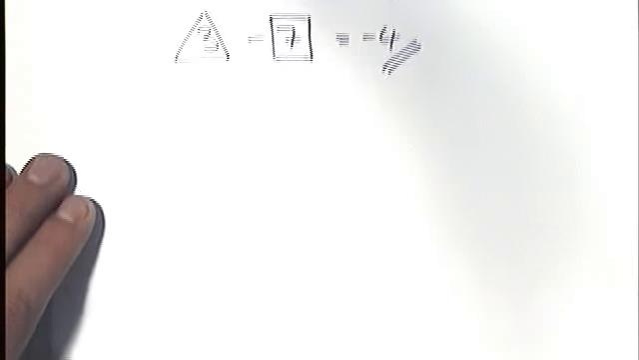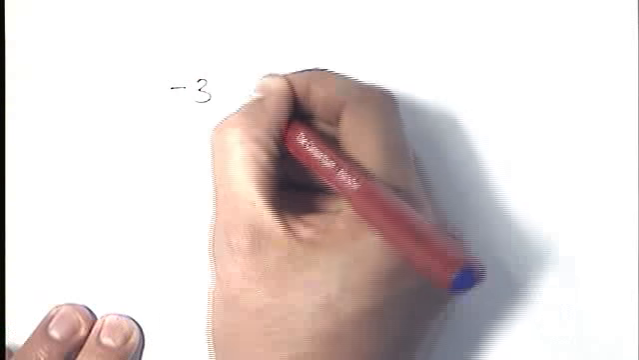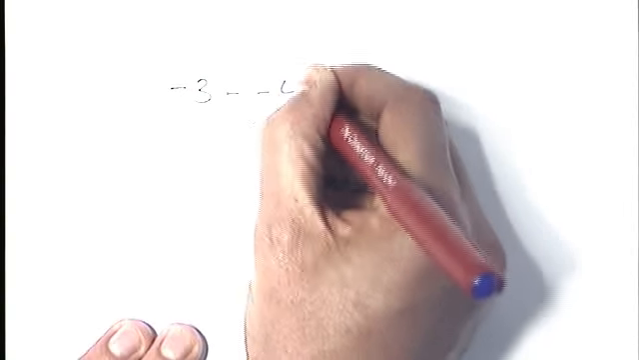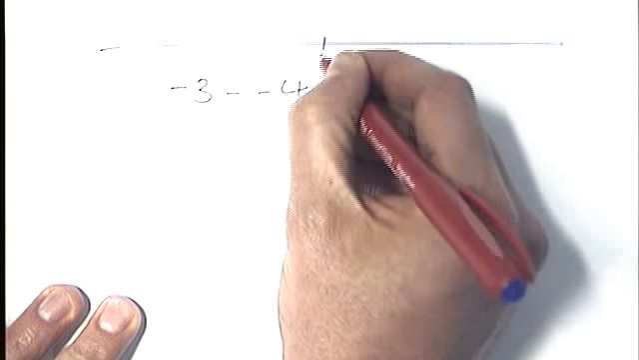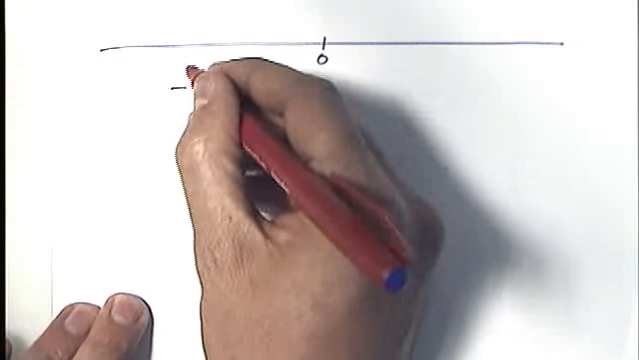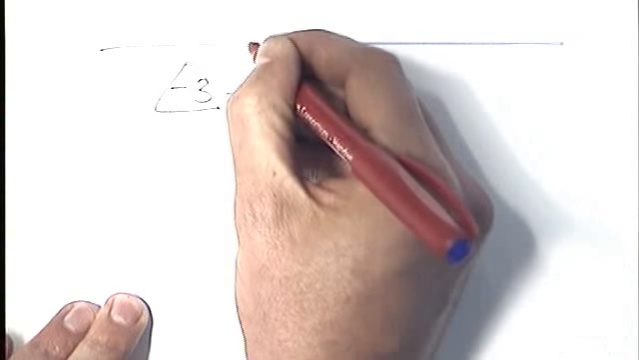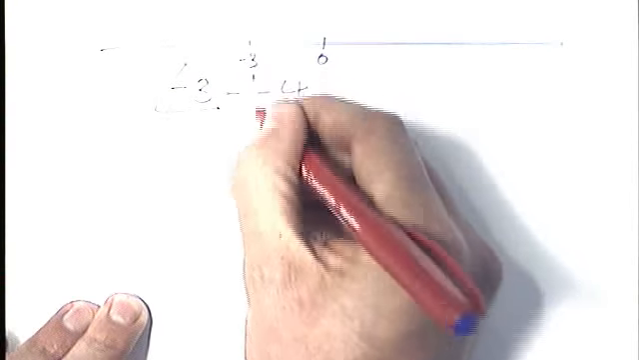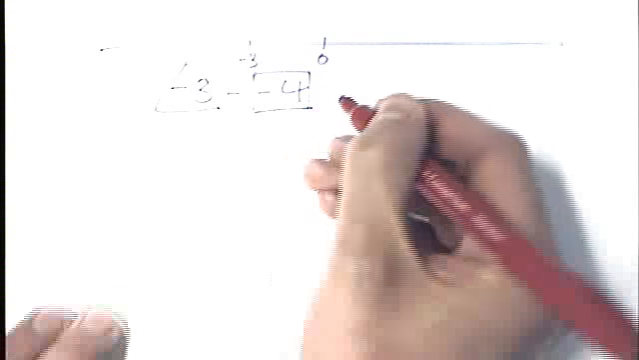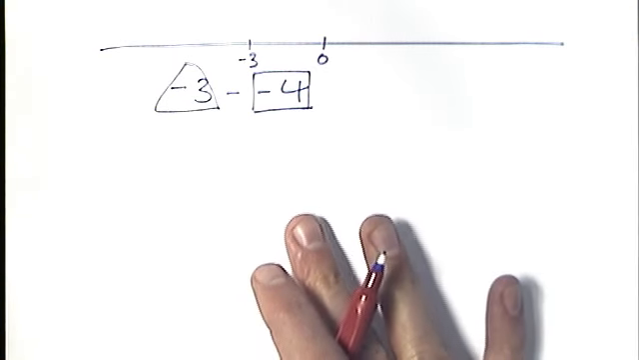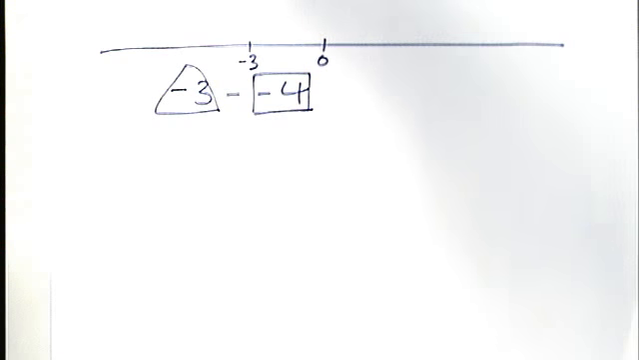Things do get a little more complicated when you start to look at questions like this one. So we have -3 take away -4. Let's have a number line drawn out with a 0 in the middle. So remember, this first number is where you're starting, -3, and this second number is what you're doing to it, how far you're going to move. So we've got -3, that's where we're starting.